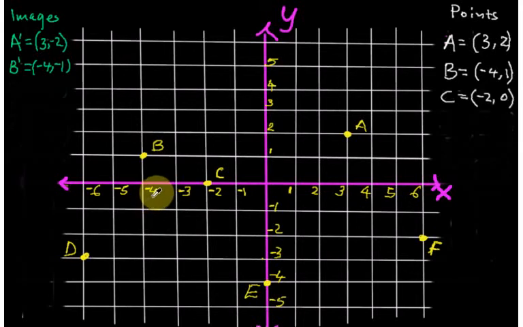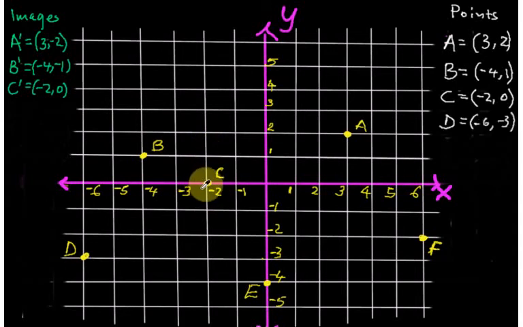Number 3 is C, (-2, 0). X is -2, y is 0. There is no more movement in y. And we are reflecting on this line y equal to 0, or the line x-axis here. This is the line y equal to 0, or it is the line x-axis, this line here. So see, there will be no movement. The image is going to be C dash equal to (-2, 0). It will remain there because there is no movement whatsoever.